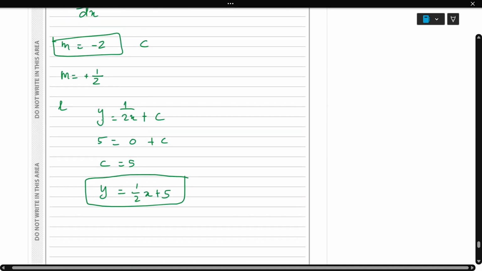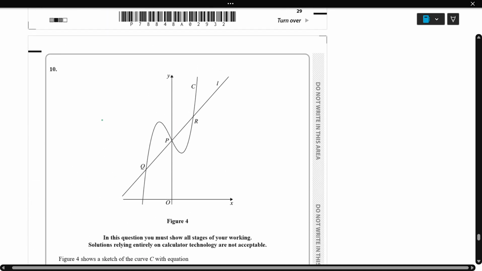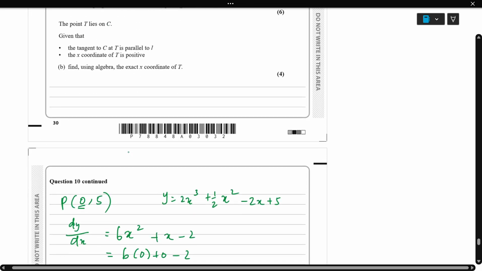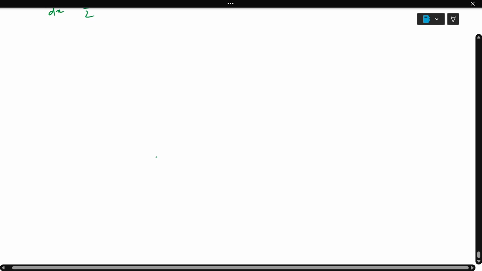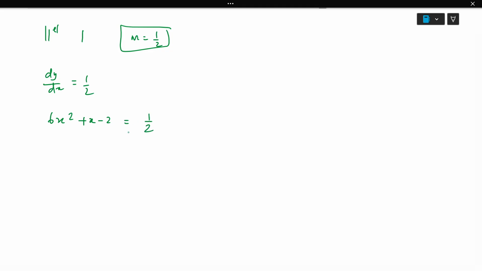What is dy by dx? Already we did dy by dx of the given curve, which is 6x square plus x minus 2. So 6x square plus x minus 2 equal to 1 by 2. So we need to solve. So bring it over: 12x square plus 2x minus 4 equal to 0. Now to find the exact value, we use the formula minus b plus or minus square root of b square minus 4ac over 2a.